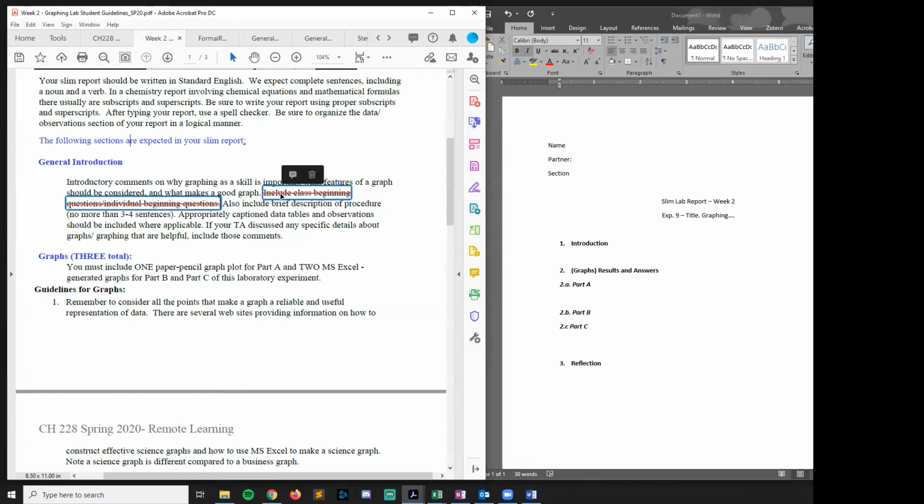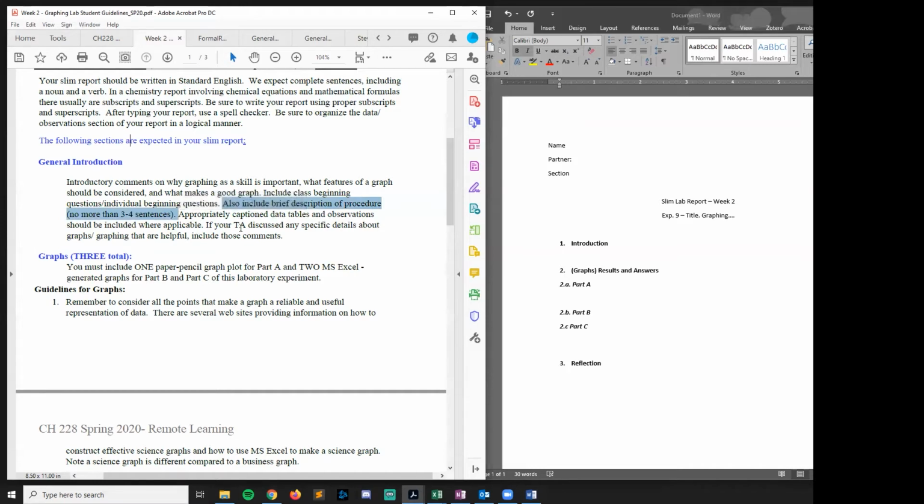So in terms of including your beginning questions, I would prefer you don't. Since this is in the recommendations here, I'm not going to mark you down if they're there. I will definitely red ink all over it because I just don't feel like that's what I want to see from your writing. Also include a brief description of the procedure.